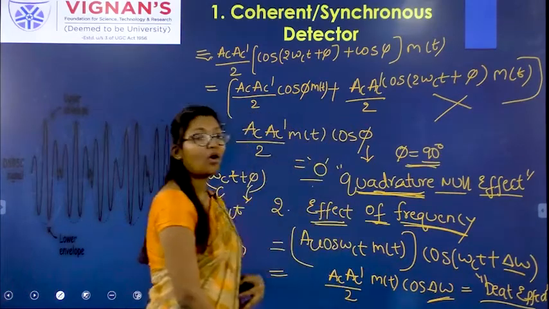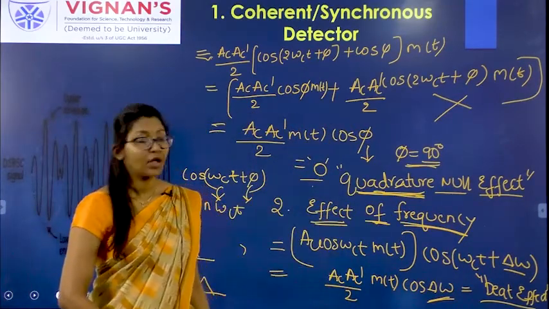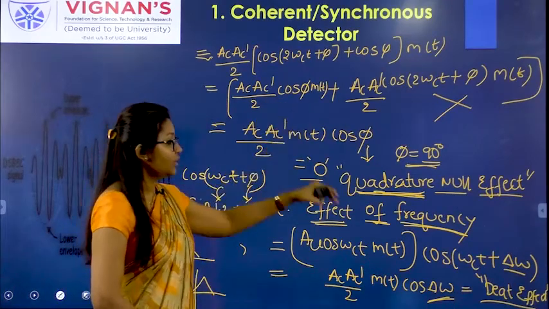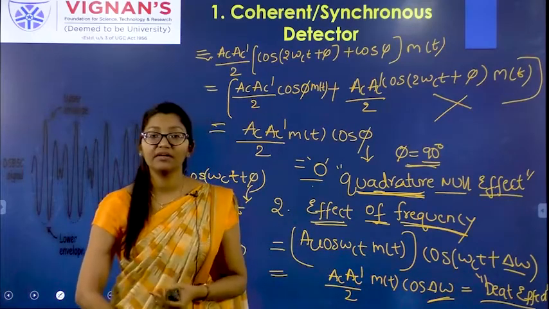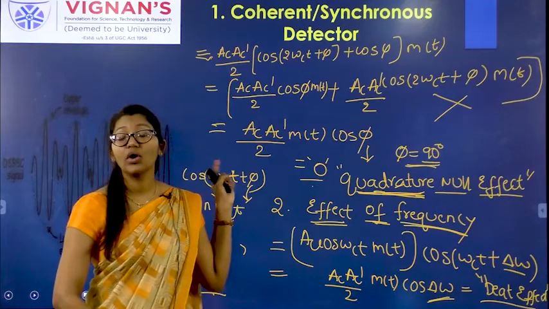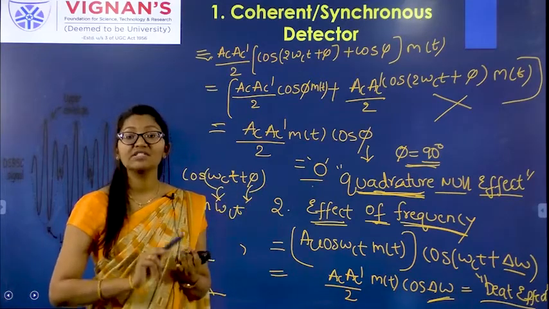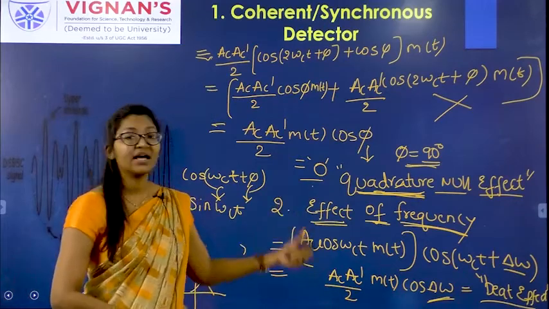So this effect we are calling the beat effect. There is a change in your frequency. When there is a change in phase, you will have the quadrature null effect. When there is a change in frequency, there will be a beat effect. So in this synchronous and coherent detector, both frequency and phase must be synchronized. Otherwise, you will have these errors.